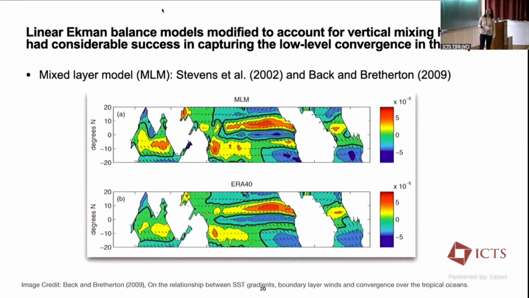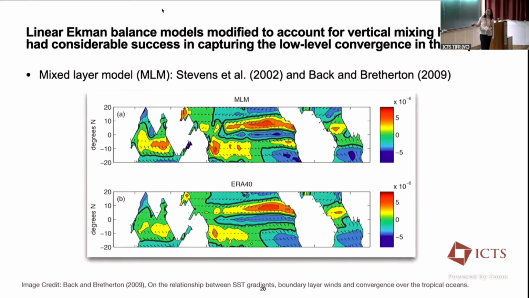Okay. And there are many other variants of linear Ekman balance models. The one that I wanted to point out is the mixed layer model, where they also account for vertical mixing through entrainment. This was first proposed in Stevens et al. in 2002, and it was also extensively verified in Rajat's paper. And one of the figures from this paper is shown here.